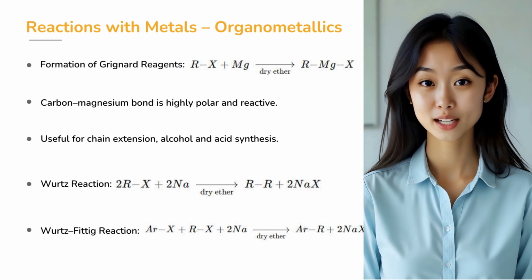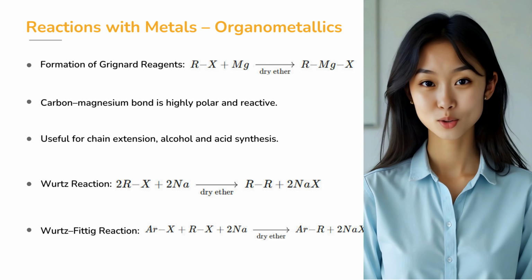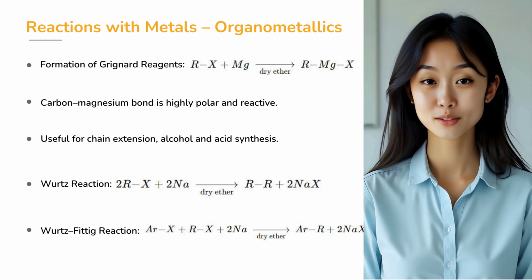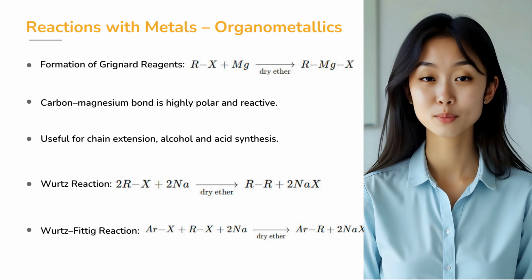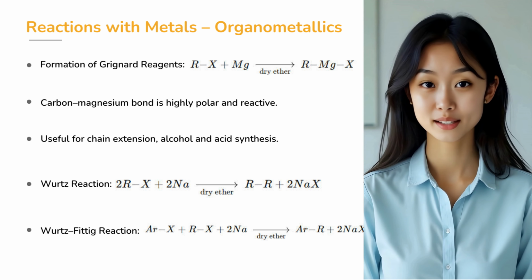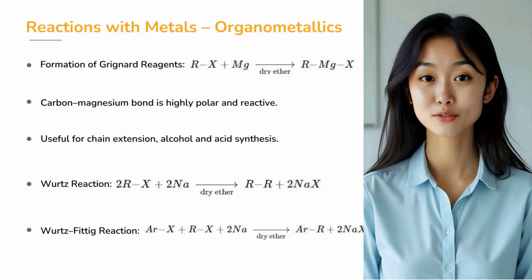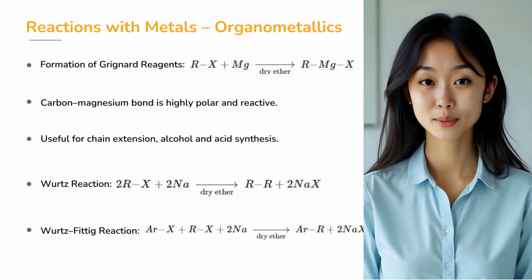With sodium in dry ether, two molecules of a haloalkane combine to form a hydrocarbon in the famous Wurtz reaction. For example, two molecules of bromoethane with sodium give butane plus sodium bromide, written as 2CH3CH2Br plus 2Na gives C4H10 plus 2NaBr.